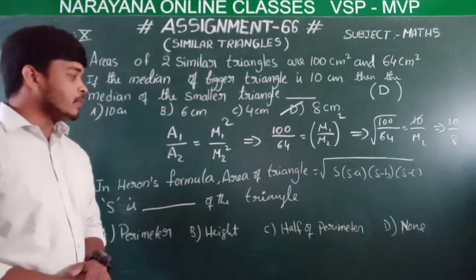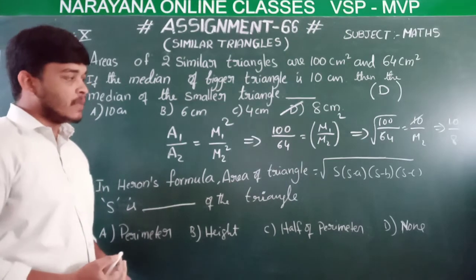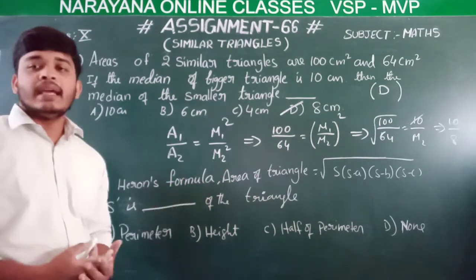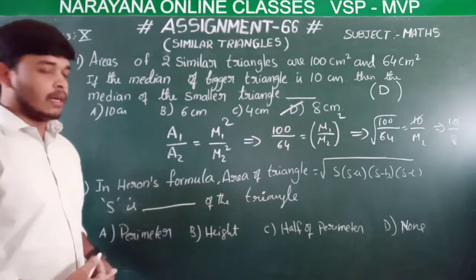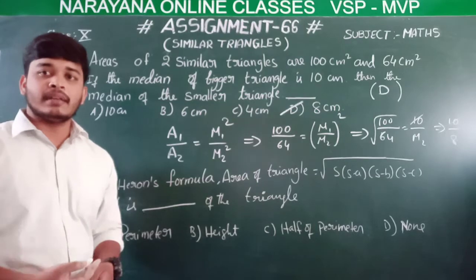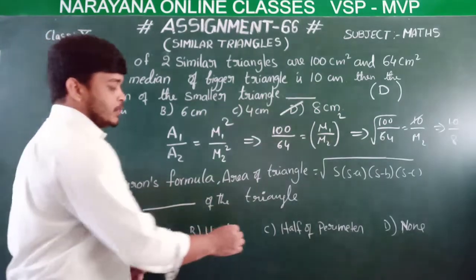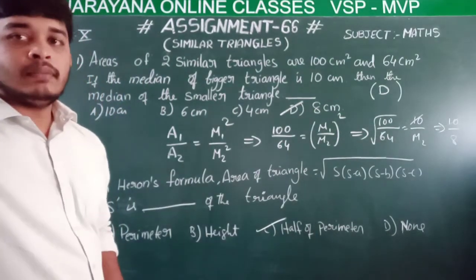Now in Heron's formula, area of triangle is root over s into s minus a into s minus b into s minus c. What is meant by s? What is the meaning of s in that formula? See, s is the semi-perimeter. It means half of the perimeter. Option C. Now the next one.